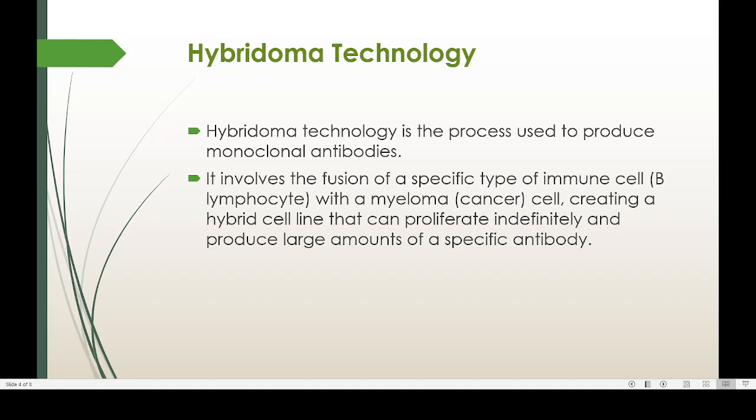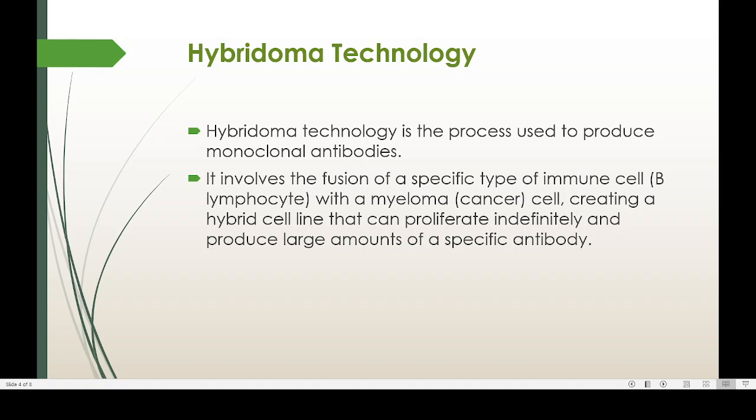It is a process used to produce monoclonal antibody. So if you get a question, what is hybridoma? It is a technology which we use to produce monoclonal antibody. It involves fusion of a specific type of immune cell, a B cell, with a myeloma cell, a cancerous cell. That is, two types of cell. A normal immune cell or B cell will be combined with a myeloma or cancerous cell, creating a hybrid cell line that can proliferate indefinitely and produce a large amount of specific antibody.